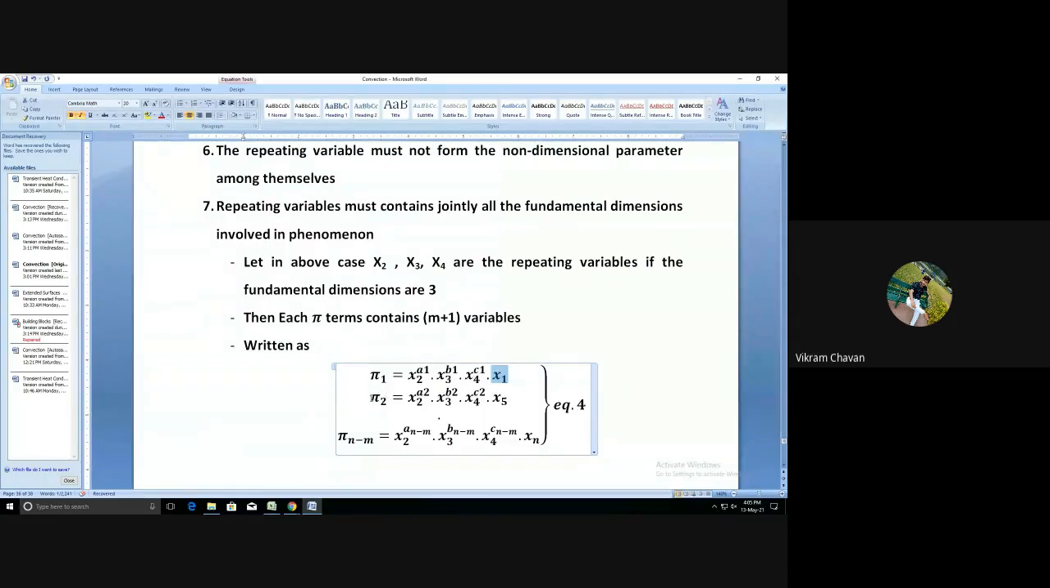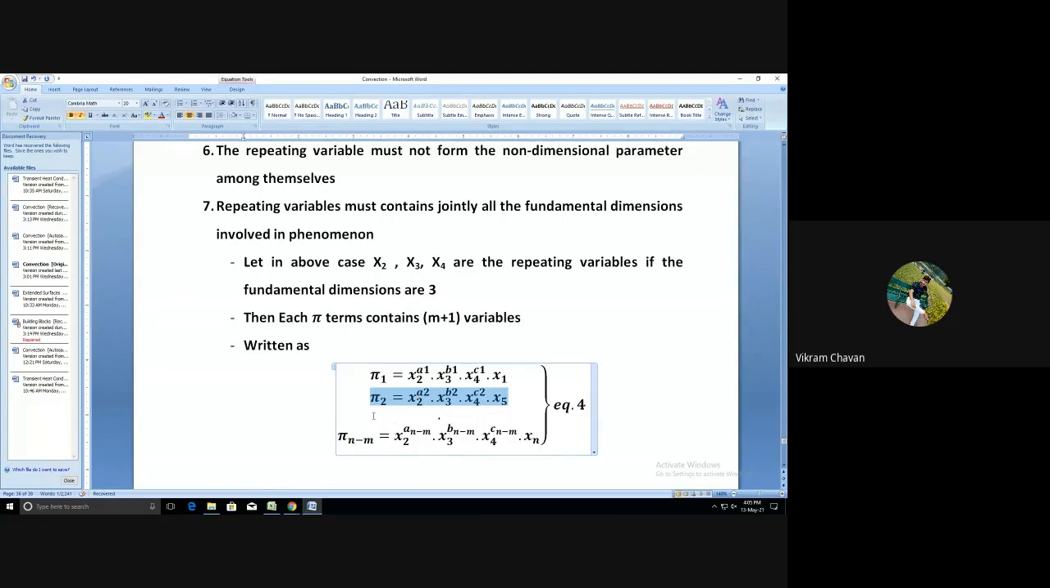In a similar fashion, we can write the pi2 term, with the repeating and non-repeating variables, as x2 raised to a2, multiplied by x3 raised to b2, multiplied by x4 raised to c2, multiplied by x5. Here x1, x5 up to xn are the non-repeating variables and x2, x3, x4 are the repeating variables, and the exponents you can see in the rest of the factors are arbitrary constants, whose values we have to determine.